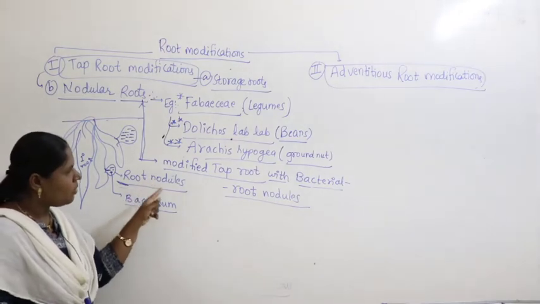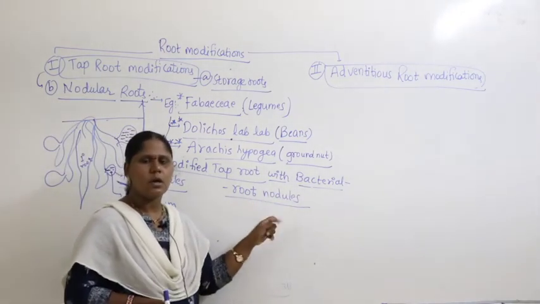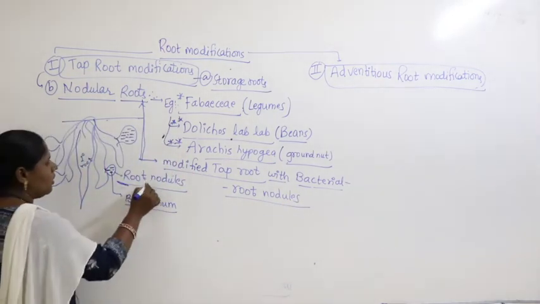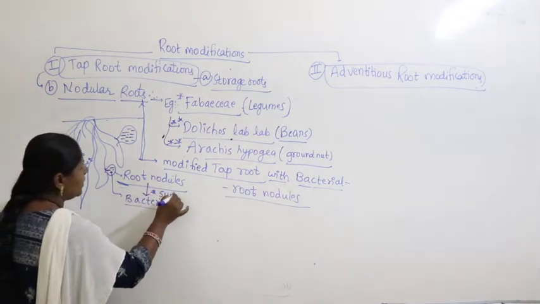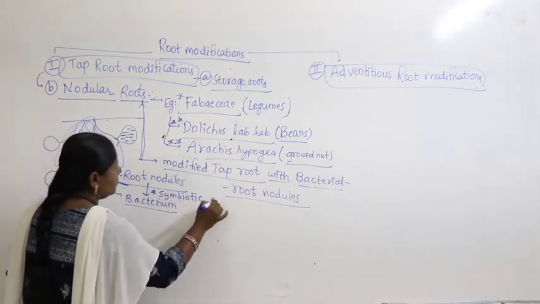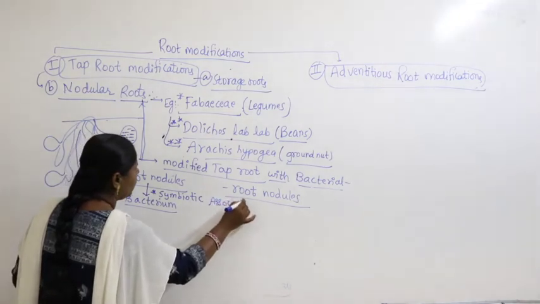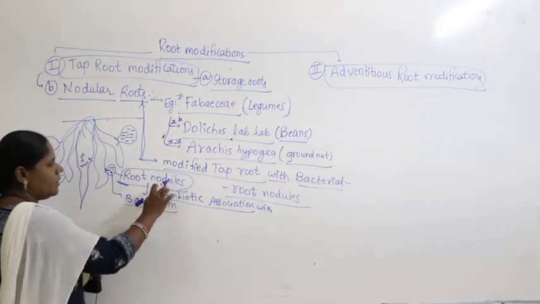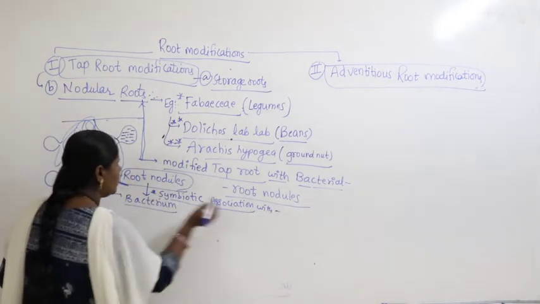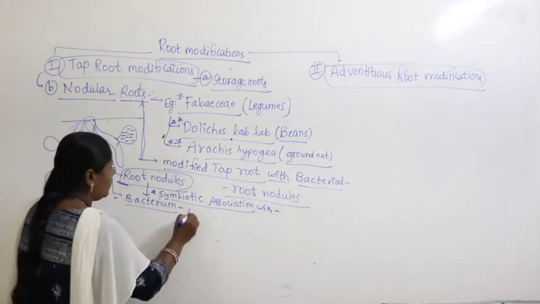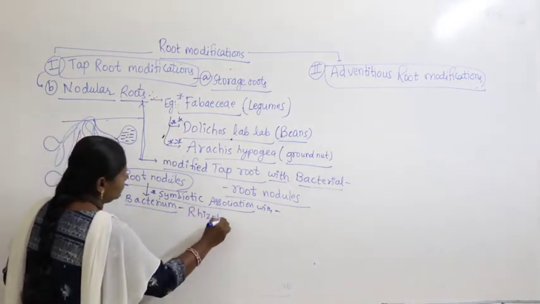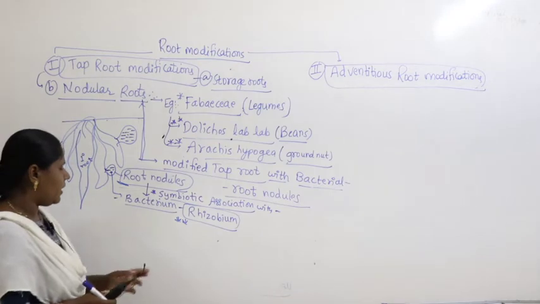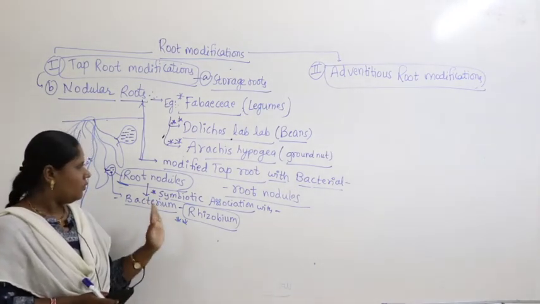These root nodules are called bacterial root nodules. Why do you call them bacterial root nodules? Because they give shelter to, or show symbiotic association with, bacteria. In lower classes, you are very much familiar with symbiotic association. So here root nodules show symbiotic association with bacteria. Which bacteria? We can take Rhizobium. Very important. The place where I keep star marks, guys, is very, very important.